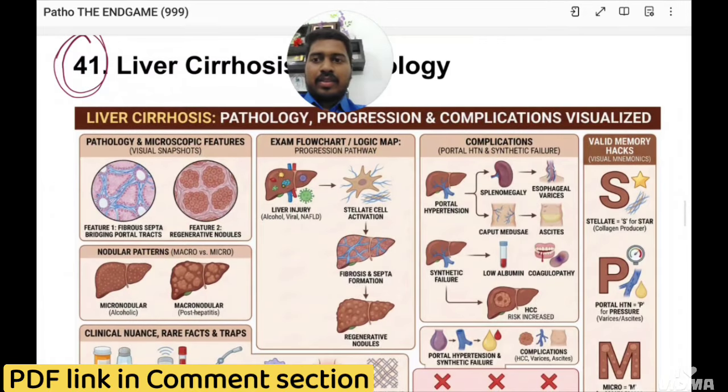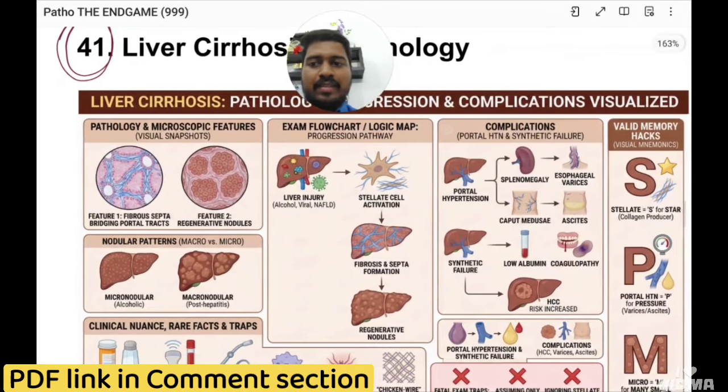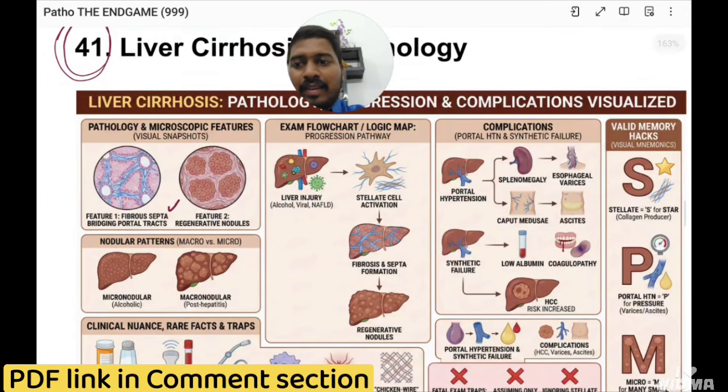So going to liver cirrhosis. What is liver cirrhosis? There are two main histological features which characterize liver cirrhosis. One is fibrous septa. See, these are the liver cells, these are the portal tracts, okay, these are the liver lobules. So you can see collagen and fibrosis here, no? This is known as fibrous septa, which are bridging between the portal tracts, okay?